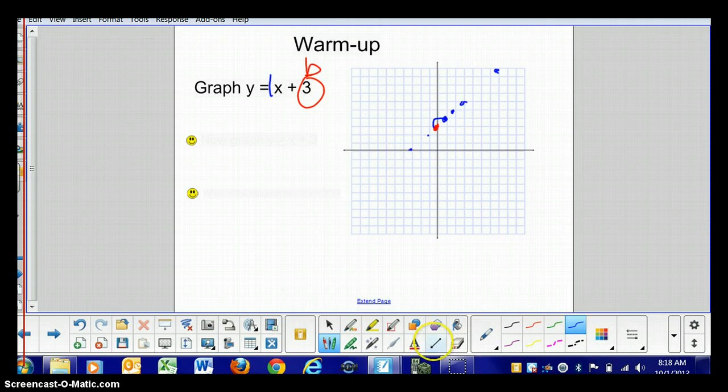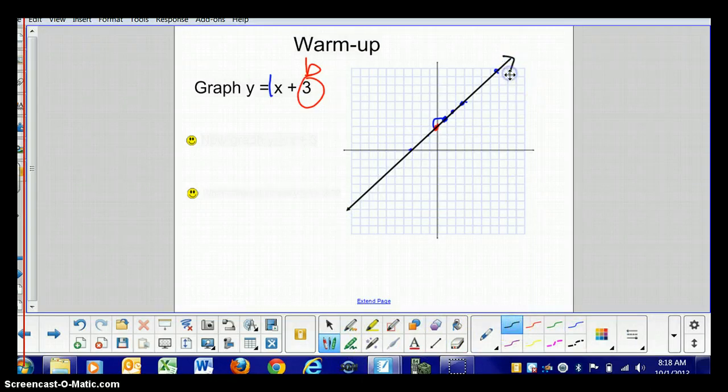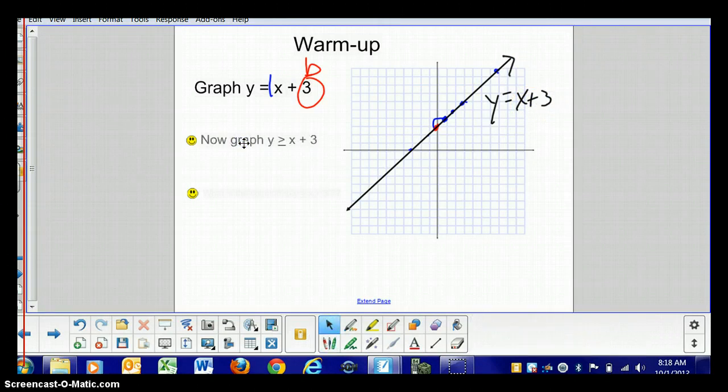I'm going to use my line tool and put the line in here that matches y equals x plus 3. Now I should have an arrow on both sides, so I am going to go ahead and just draw that other arrow in. There it is. There's the line y equals x plus 3. Very nice. Now what else do I want you to do here?